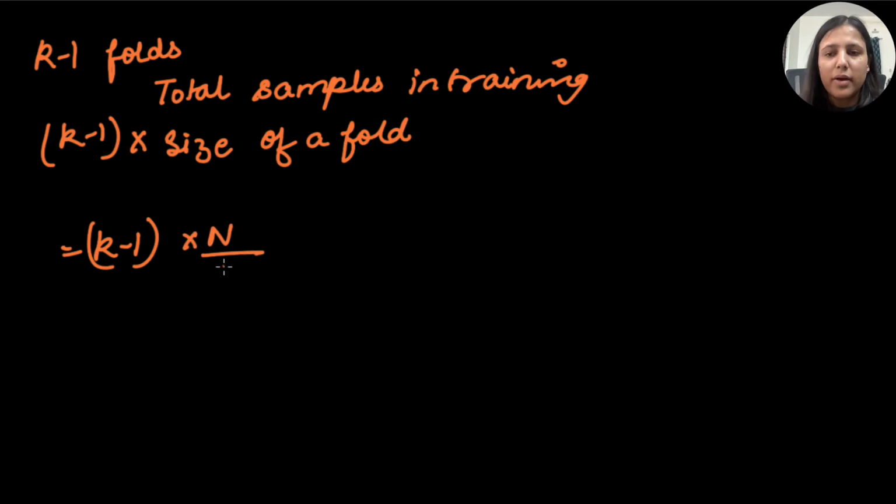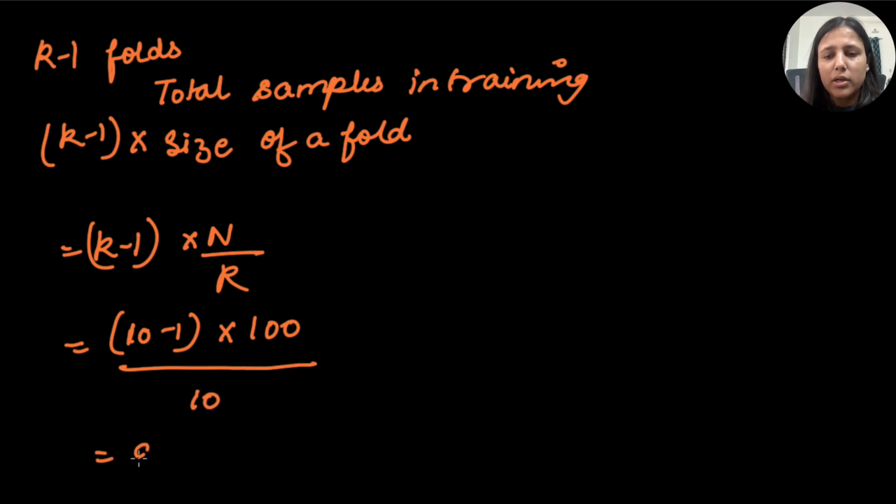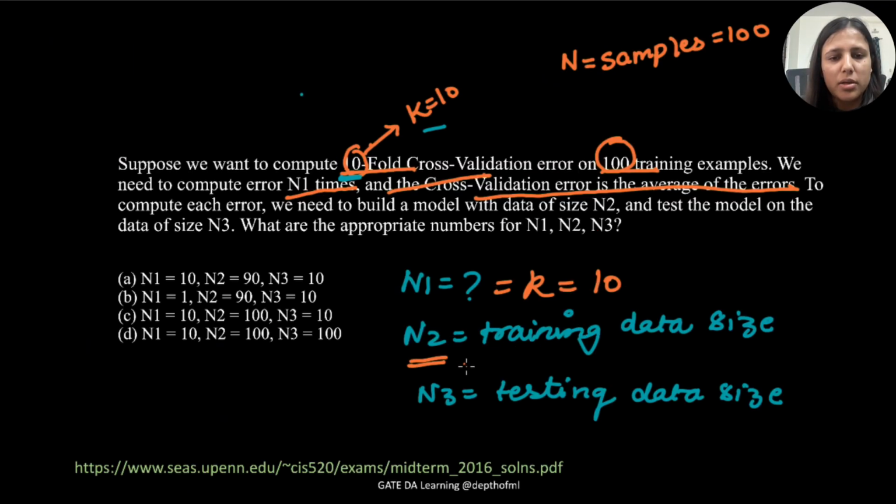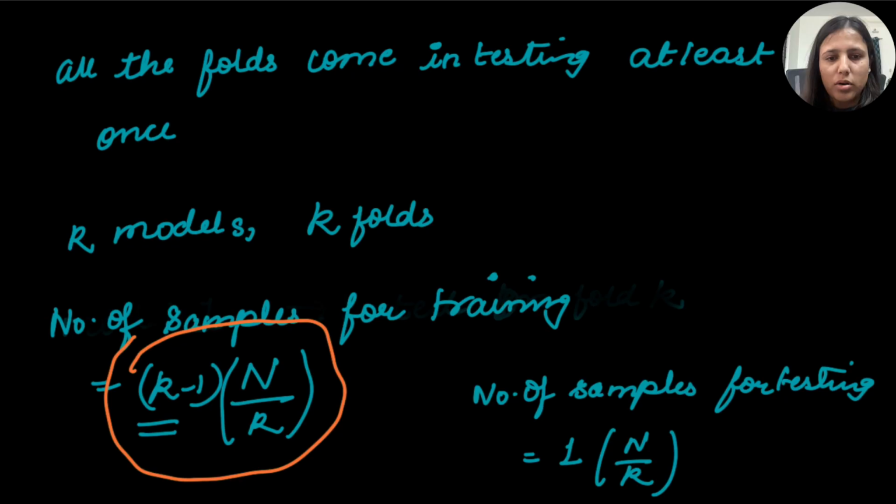So let's plug in the values. What was k? k was 10, so 10 minus 1. What was n? n was 100 and k was 10, right? So we have 9 into 100 divided by 10, which is equal to 90, correct? So coming back to the question, n2 is the number of training samples and we computed it to be 90, correct?